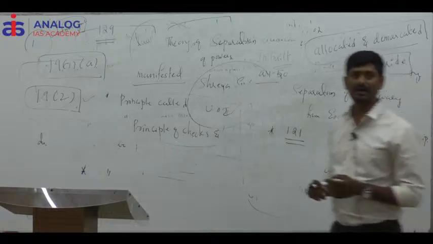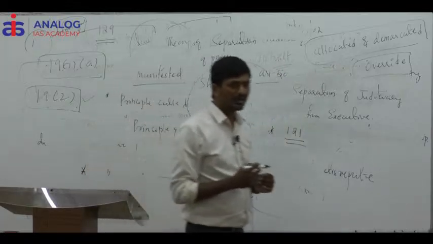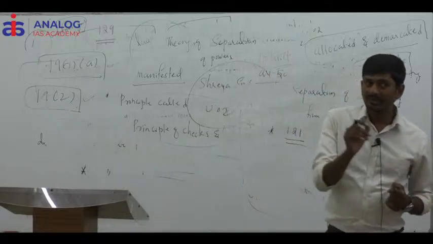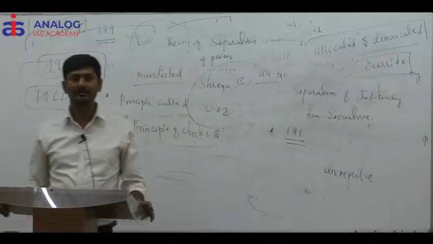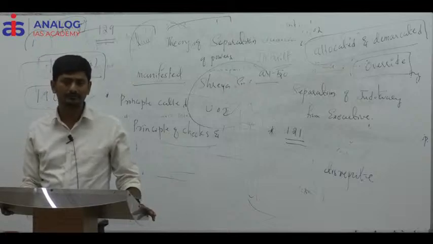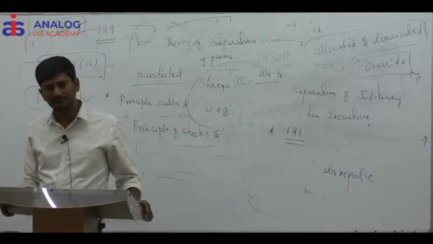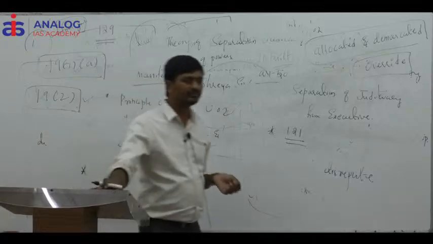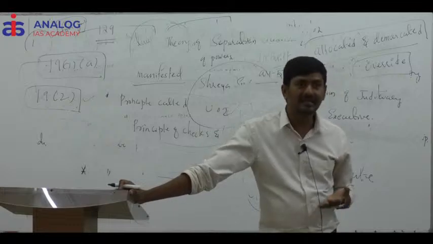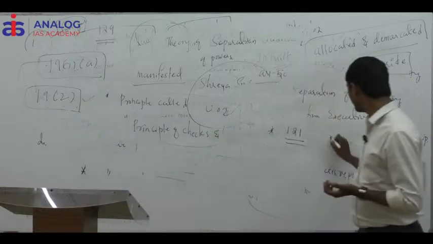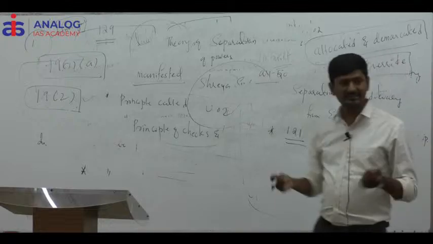Okay, right. Next, Article 122. Write down: the judiciary cannot interfere into the proceedings of the legislature. What is that? Proceedings of the legislature. It means the judiciary cannot decide the legislative agenda.